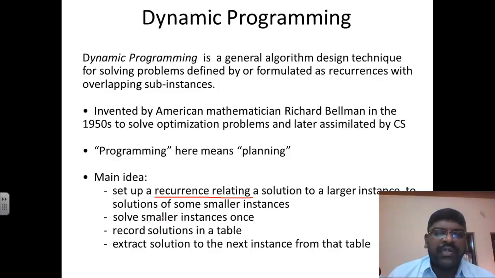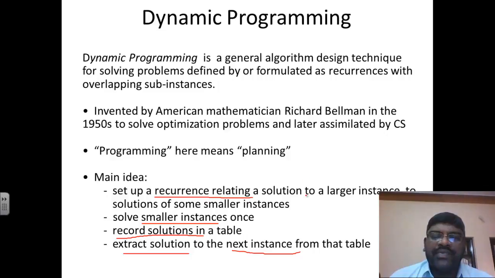First time you take the smaller instance, solve it, then record the solution for the smaller instance. Then by using this solution, you can solve the next instance, which is somewhat bigger. How do you get the solution for the next one? With the help of the previous solution, executing the same procedure which you followed for the smaller instance. This is the general idea of dynamic programming. In fact, it was invented by an American mathematician called Richard Bellman.